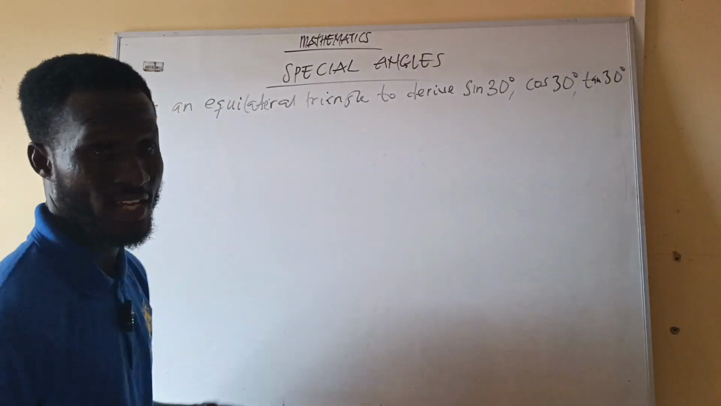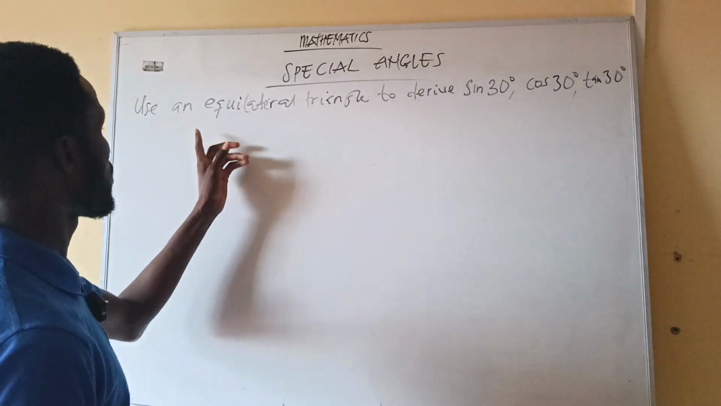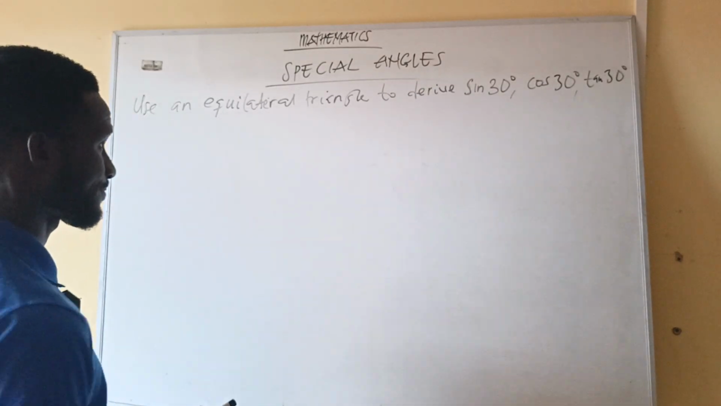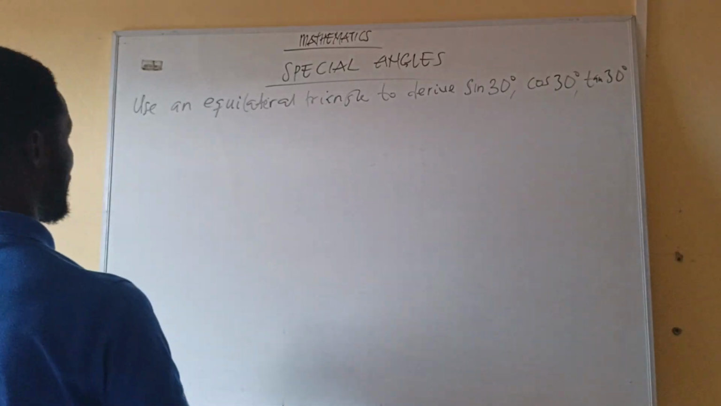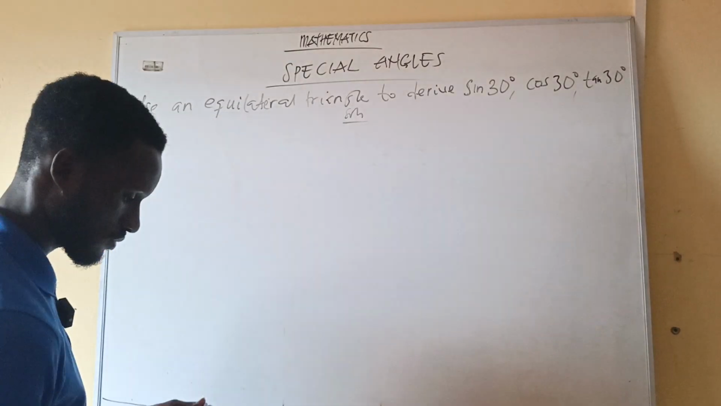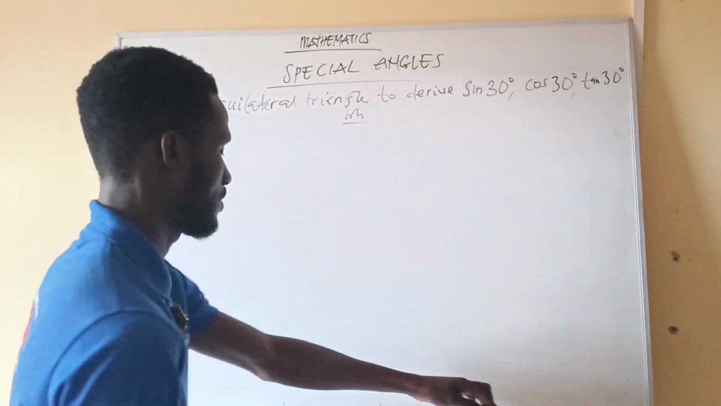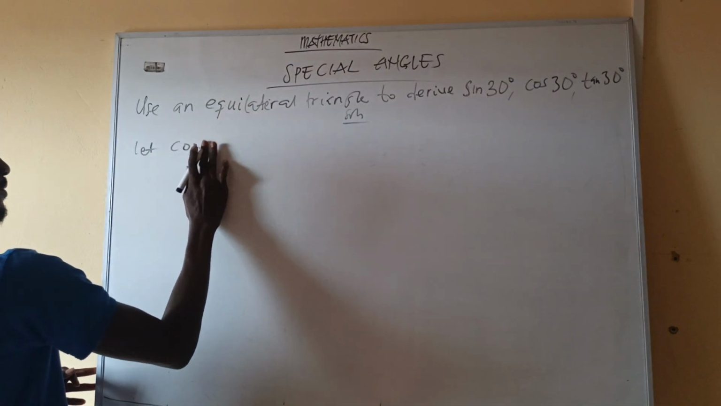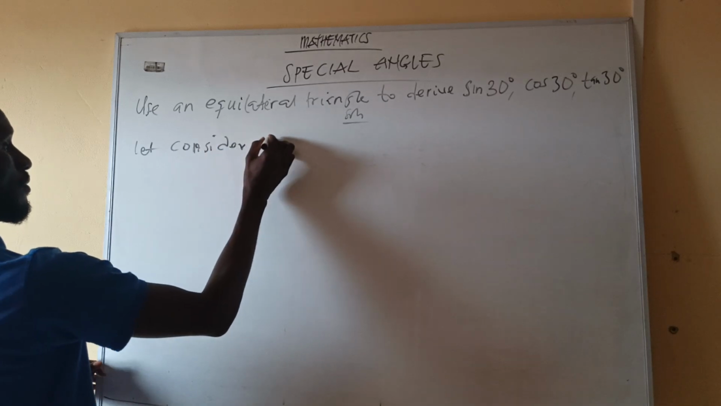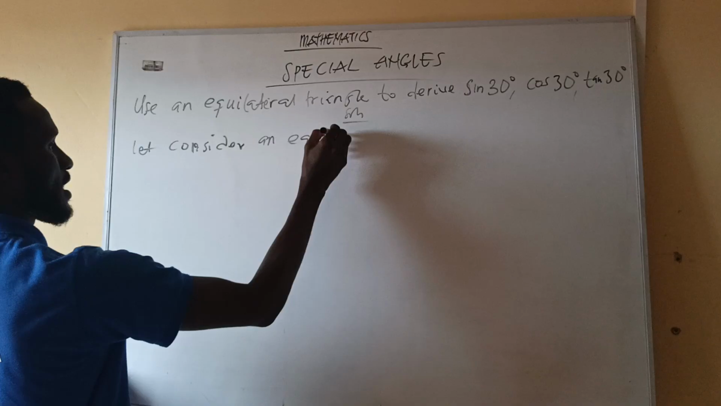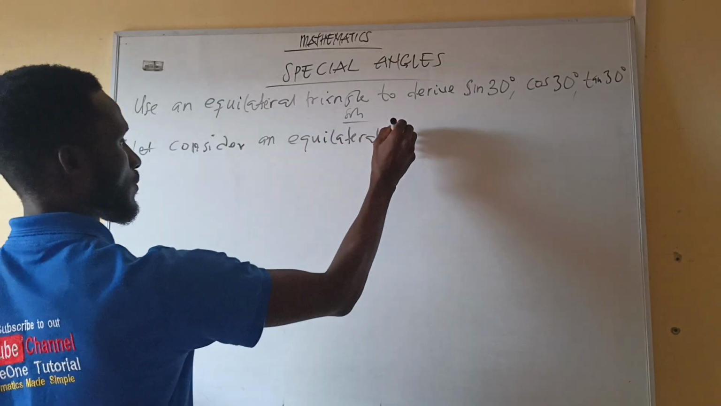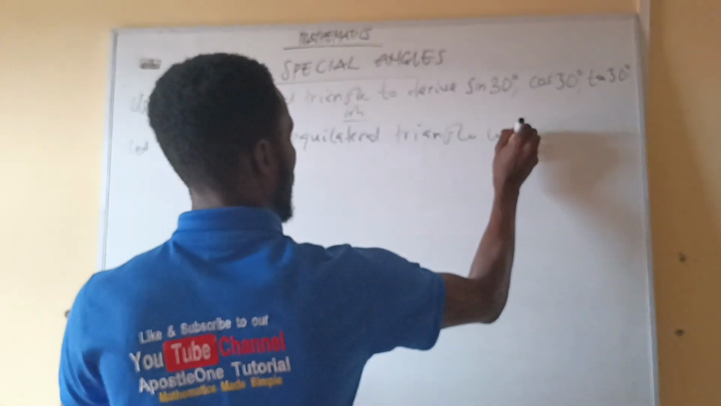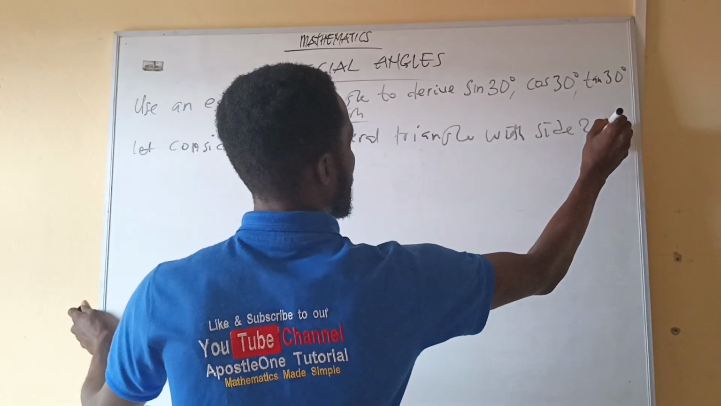Now, the question that you were given as assignment is what? We are to use an equilateral triangle to derive the 30 degrees. Yes. Now let's look at this. Let me consider an equilateral triangle with side 2 units.